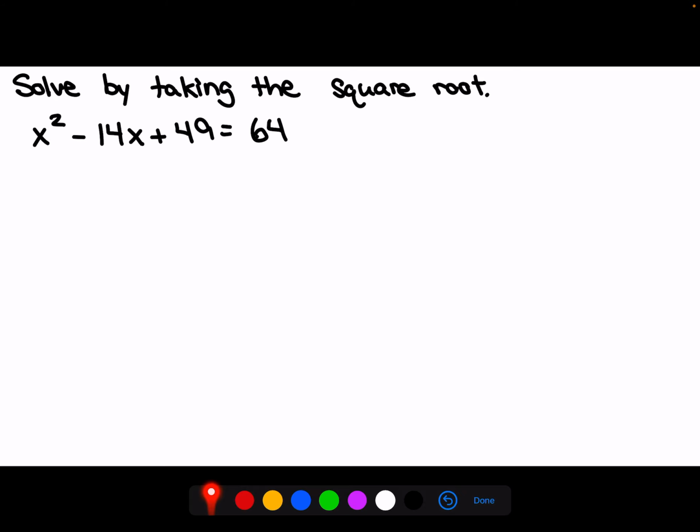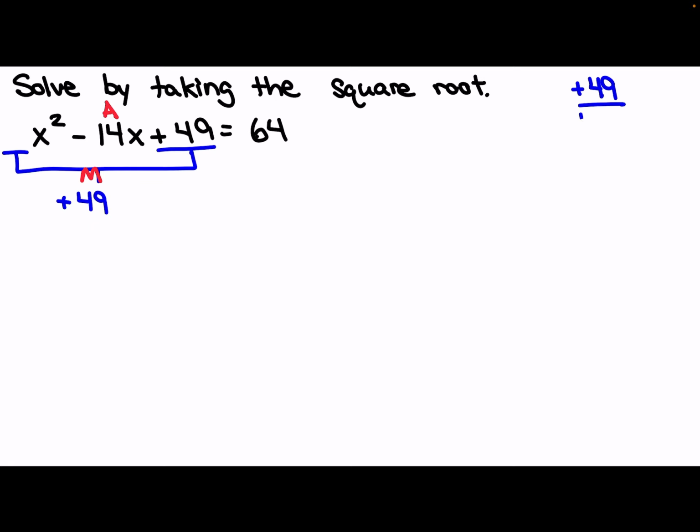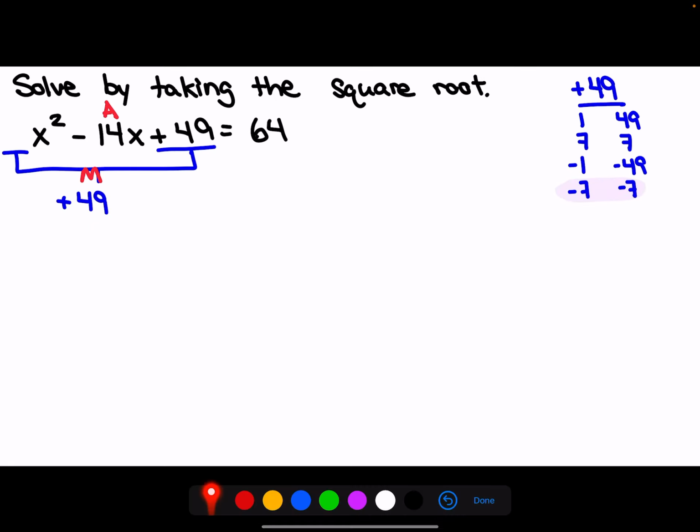So to start off with, we always go ahead and look for our GCF. There is no GCF between our three terms. So we're going to go ahead and multiply our a value times our c value. 1 times 49 will, of course, give us 49. From here, we're going to look for numbers that add to be -14 and multiply to be +49. So we list out all of our factors. And -7 plus -7 will equal -14. -7 times -7 will equal 49. So these are our two terms, -7 and -7.